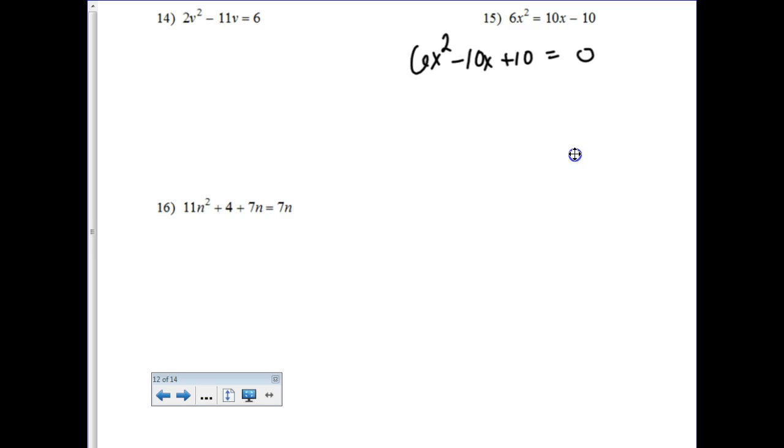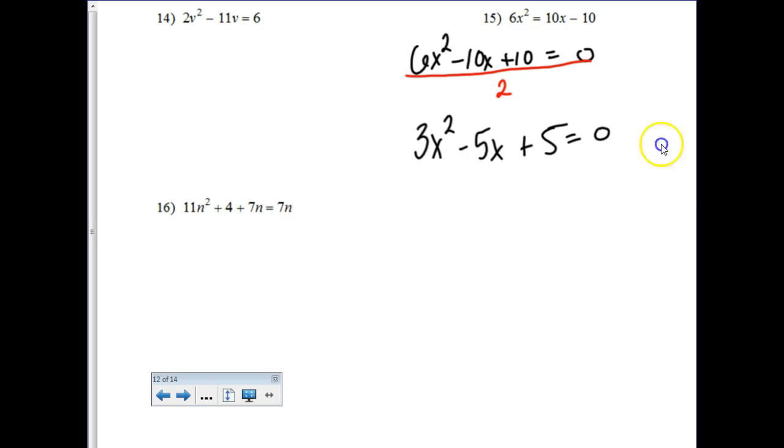Which is fine, except if you look at those coefficients, do you notice anything? They can all be divided by 2. So let's do that at least. So 3x squared minus 5x plus 5.